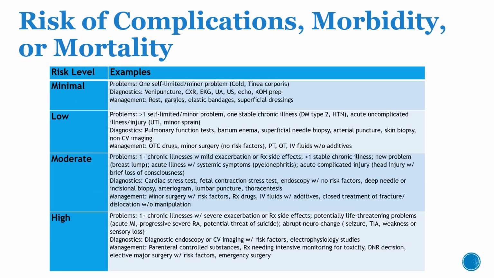The third element of medical decision making is determining the risk of complications, morbidity, or mortality for your patient. I'm not going to belabor you by reading the elements in this table, but the table provides you with examples for you to evaluate what is going on with your patient. Where does your patient fit into the risk level of minimal, low, moderate, or high? Utilize those examples for each of the individual levels of risk to help you determine where your patient falls.